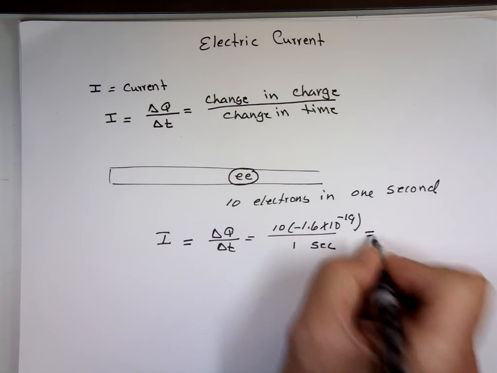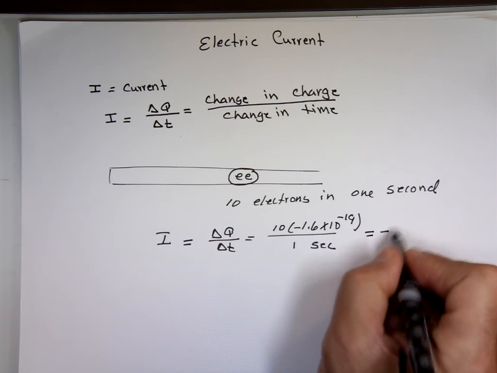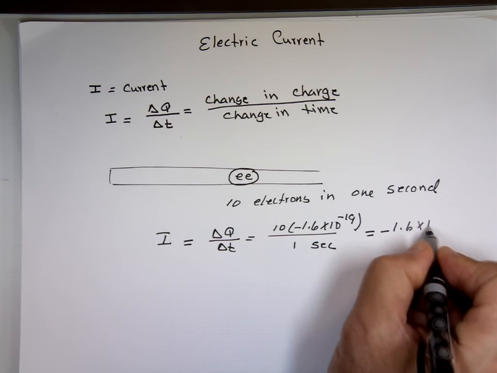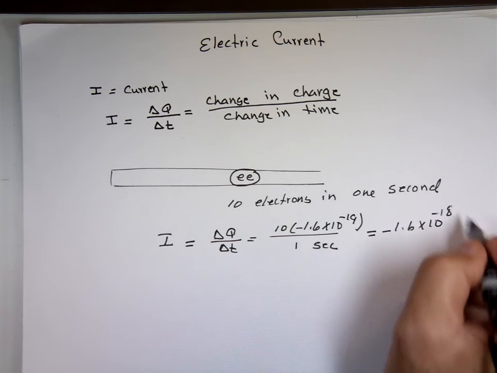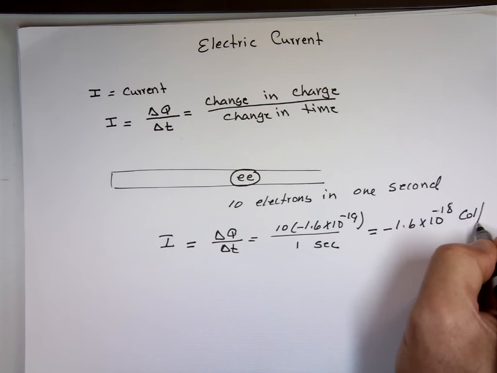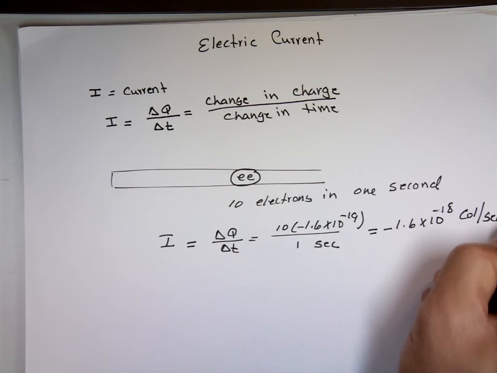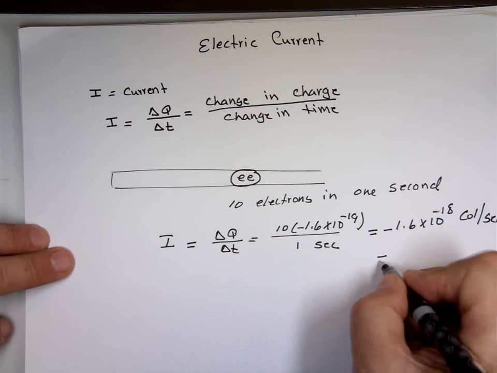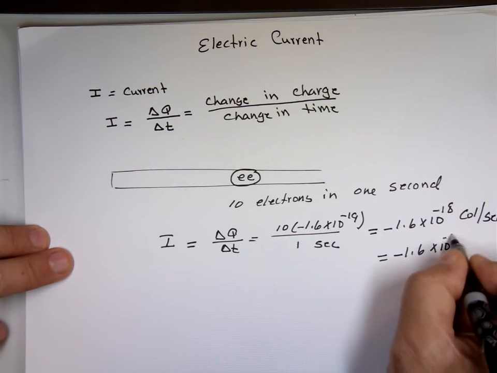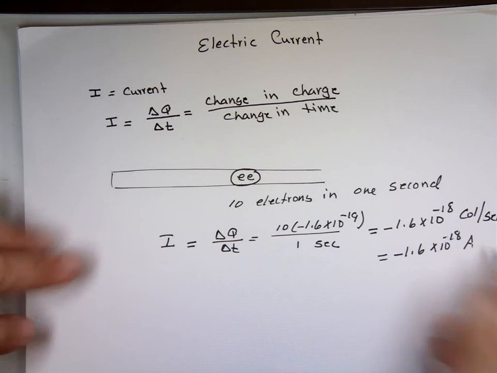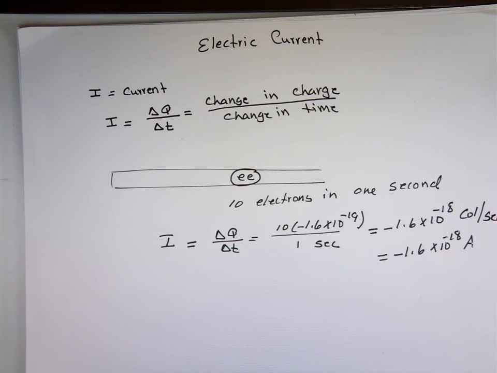So you do the math, and that'll be negative 1.6 times 10 to the power of negative 18. And that's coulombs per second. Well, instead of coulombs per second, we use A for ampere. So we measure the current in amperes. 1 amp equals 1 coulomb per second.